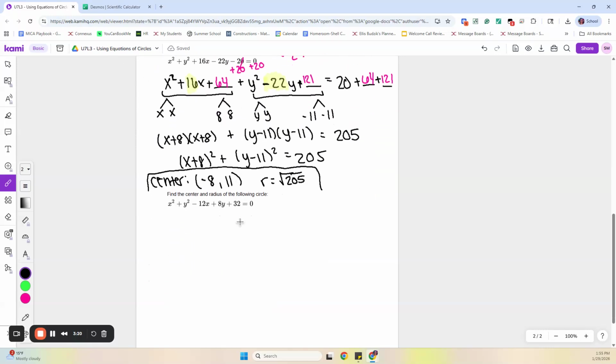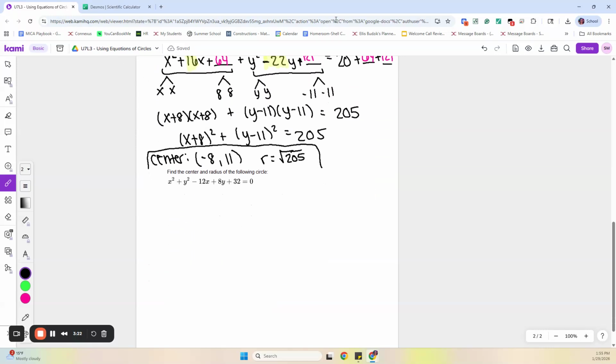Same thing with that last example. I'm going to follow my same steps. I like rearranging first. So we're going to do x squared minus 12x, leave a blank space, then do my y's: y squared plus 8y, leave a blank space. And then I'm also going to move that constant over. So minus 32 on both sides, and I get negative 32 on my other side with 2 blank spaces to match up.